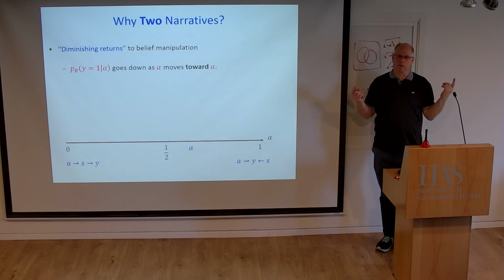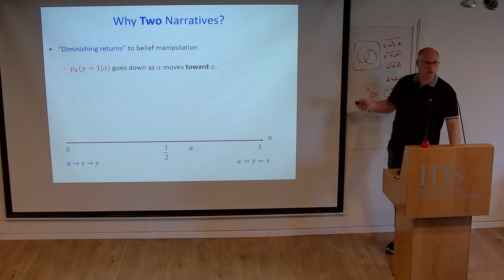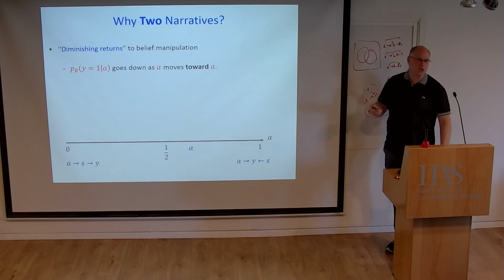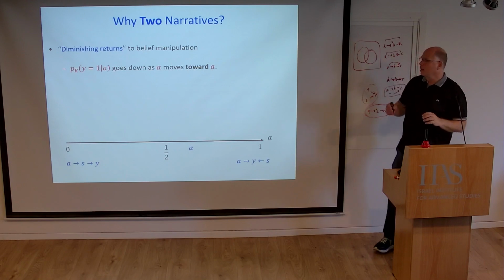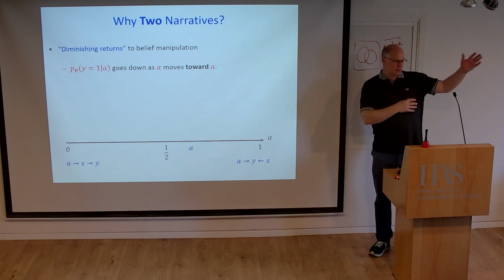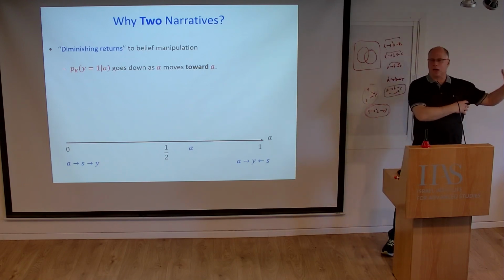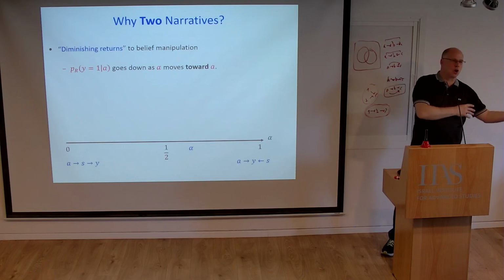Why not just one? Why do we have both of them in the support? The reason is that the context of this example is that it exhibits a certain kind of diminishing returns feature. Suppose that right now there's been some kind of historical distribution. Sometimes we're hawks, sometimes we're doves. Say, for example, 50-50.